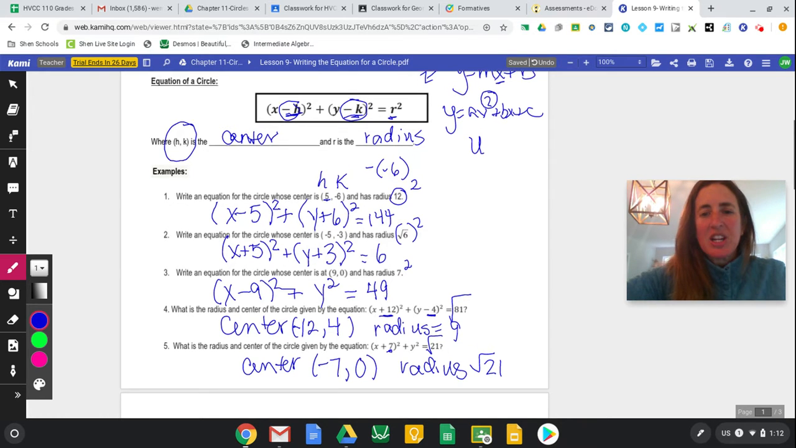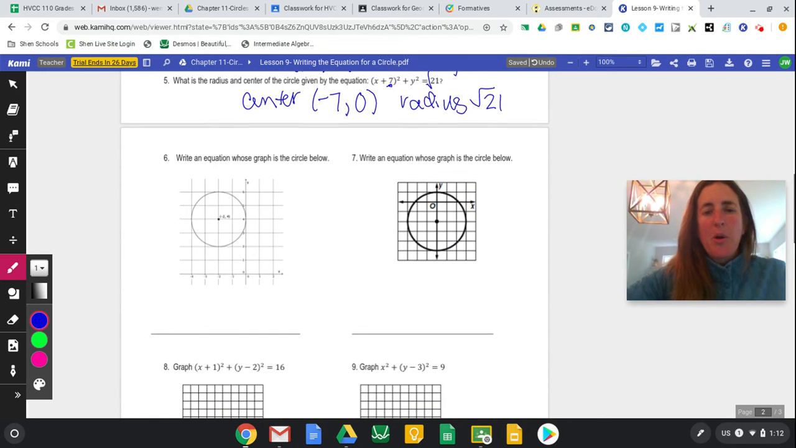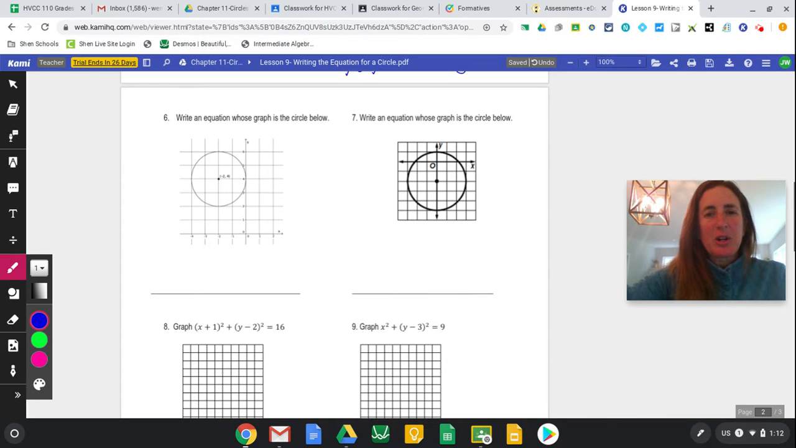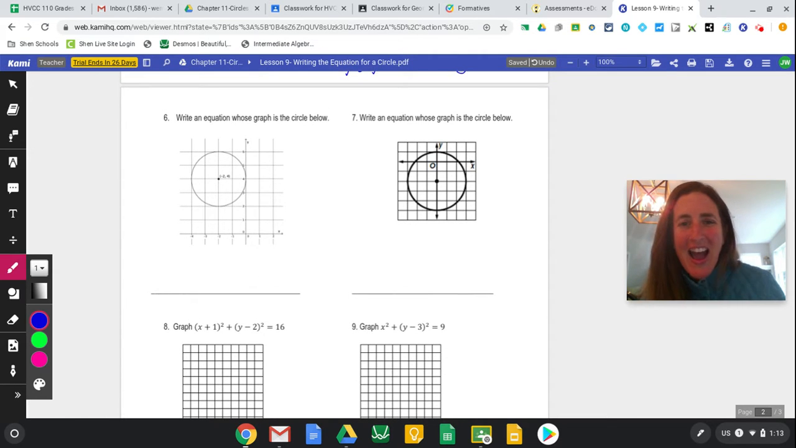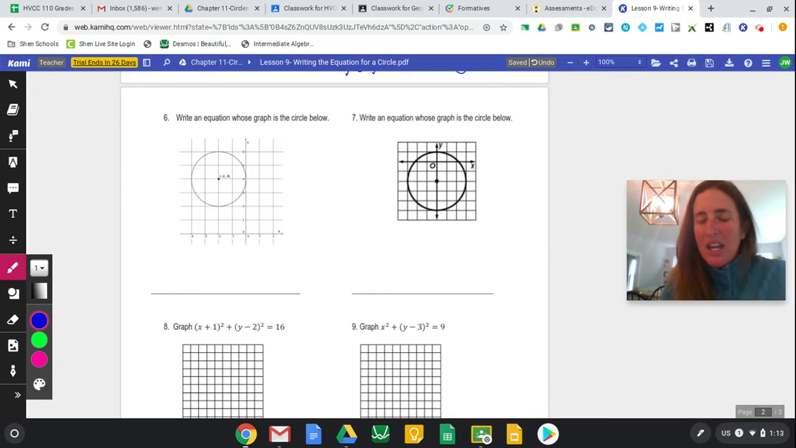Okay, let's check out the next page. Oh, we've got some graphs, and we're going to write the equations based on the graph. We can do it. Let's check out this first one. Holy cow, I can't even read it. I think it's negative 2, 4 as its center.